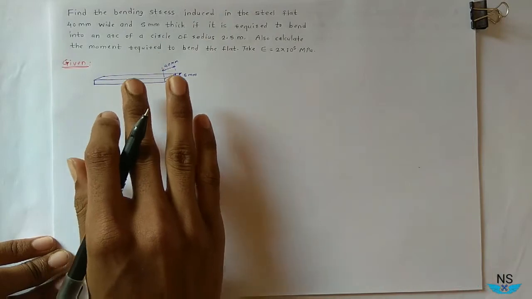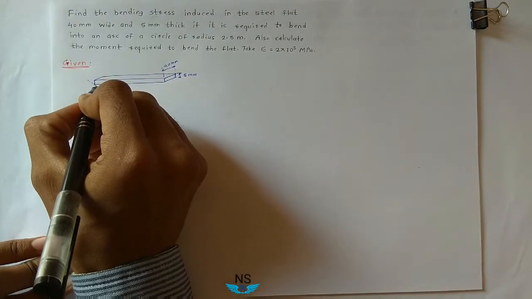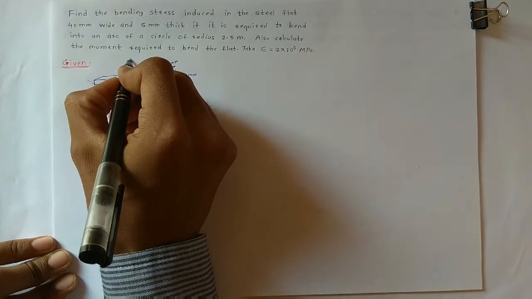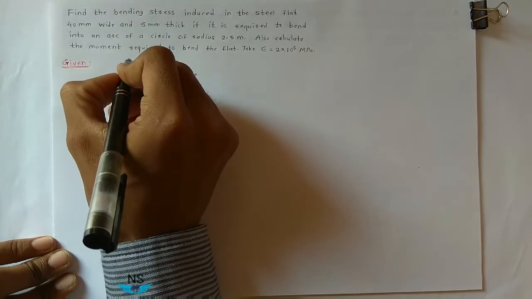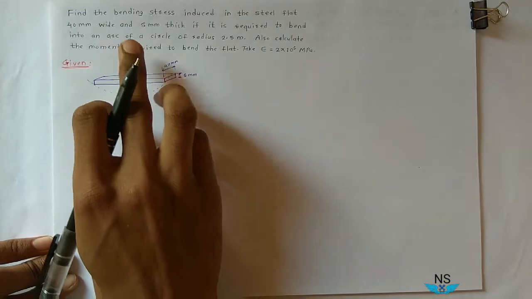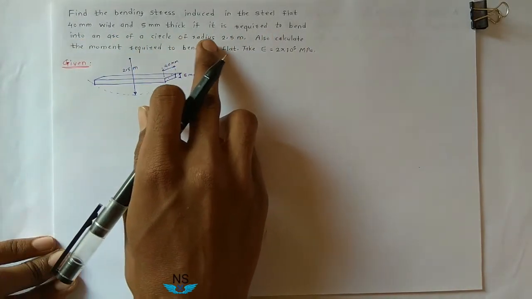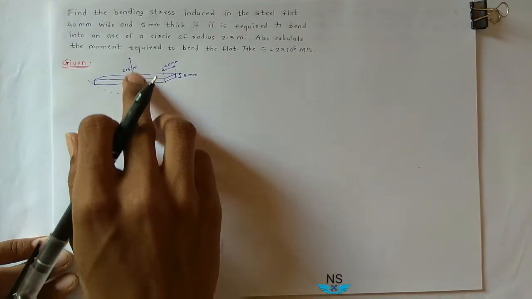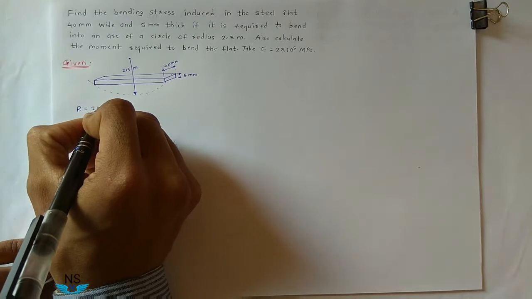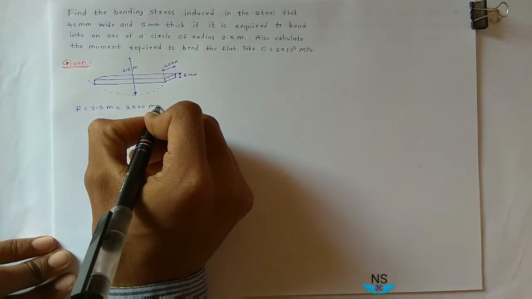We have to bend this steel flat into a radius, into an arc of a circle of radius R equal to 2.5 meter. So this is the radius of curvature, 2.5 meter. R is given as 2.5 meter, that is equal to 2500 mm.